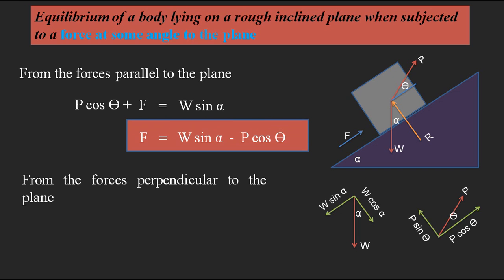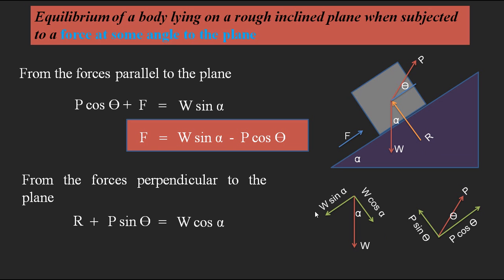And similarly we go for forces perpendicular to the plane. Again we need to consider the forces perpendicular to the plane, and we need to apply the equilibrium condition. So what are the forces acting perpendicular to the plane? One is the normal reaction, and another one is the component of W that is perpendicular to the plane. And again the component of P that is also perpendicular to the plane. Here P and R are both in the same direction, perpendicular to the plane, so we can take the sum of these two.